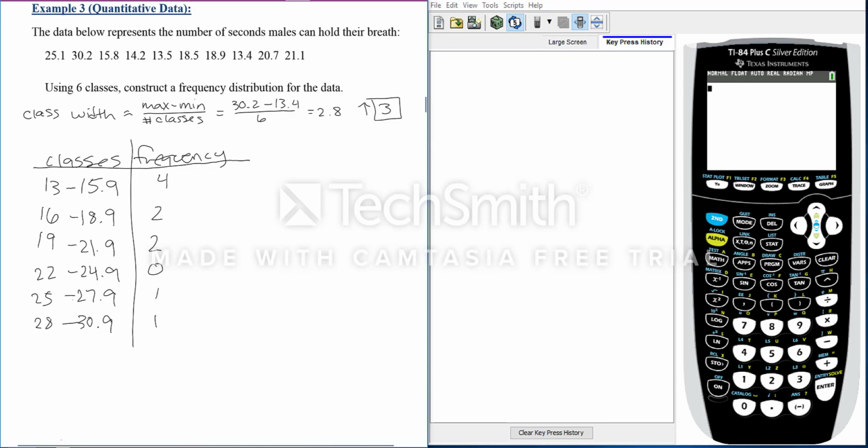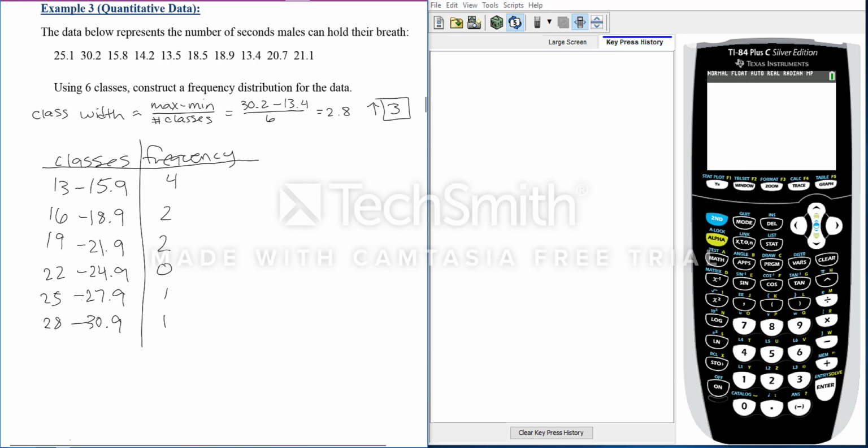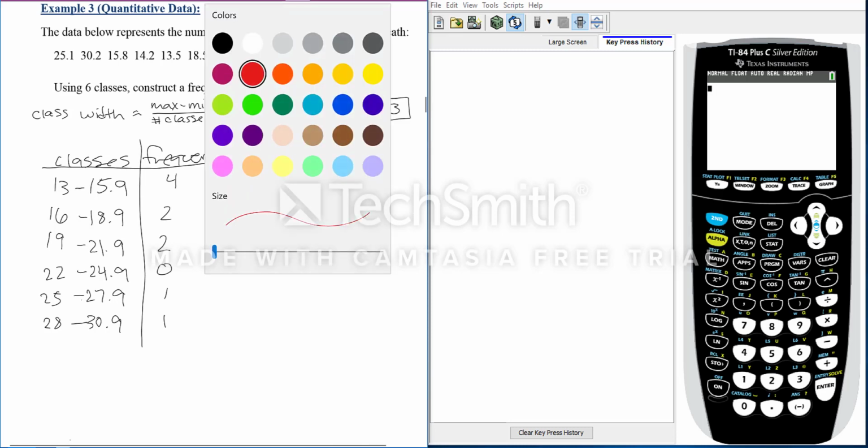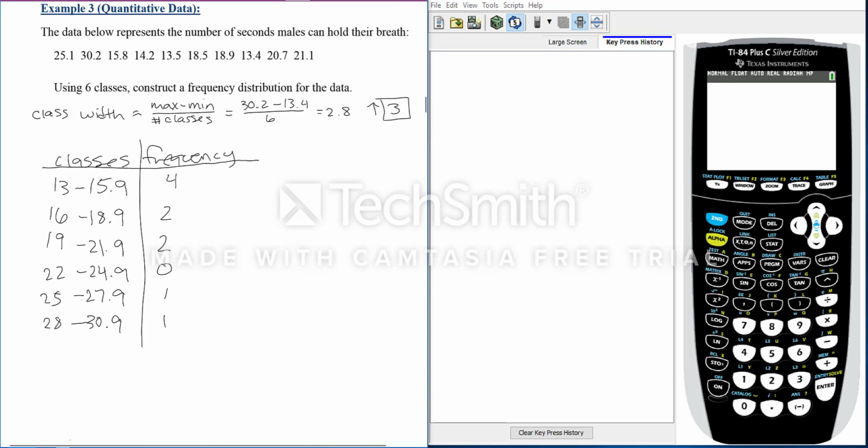In order to find these frequencies, you could have created a tally for each of the numbers in the original data. So for example, the 25.1 fits into the second to last category, 30.2, last category, 15.8, first category, 14.2, first category, 13.5, first category, 18.5, second category, 18.9, second category, 13.4, first category, 20.7, third category, and 21.1, third category also. You count the tallies, and that gives you the frequencies.